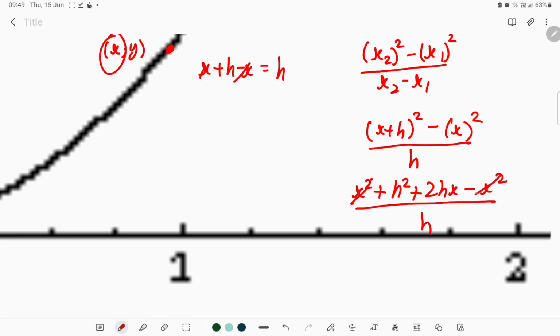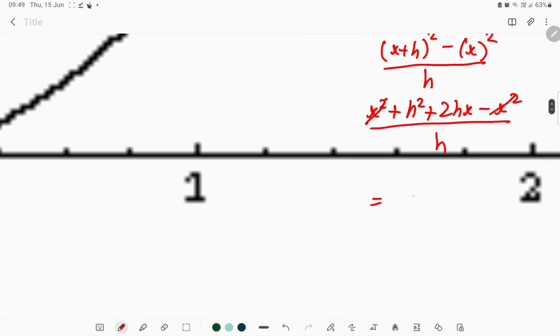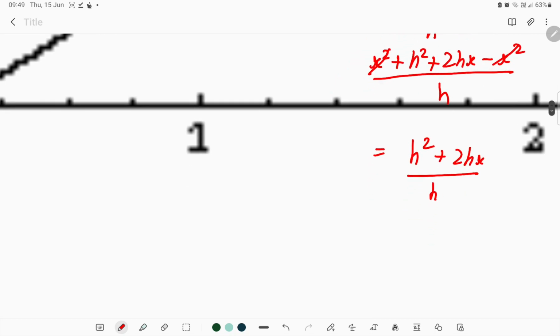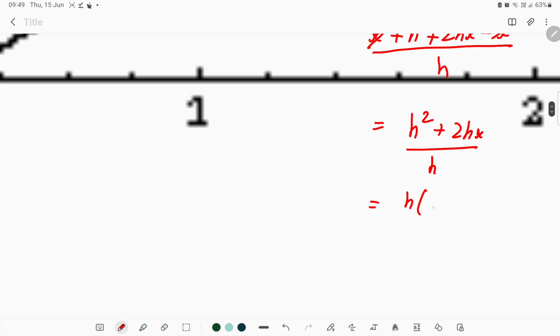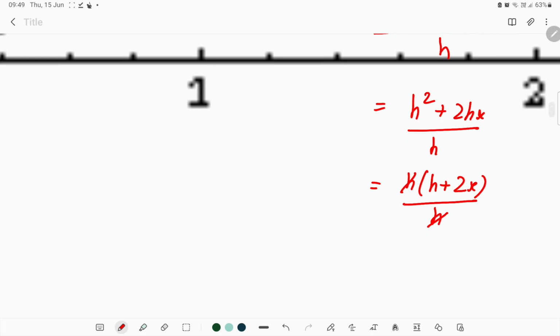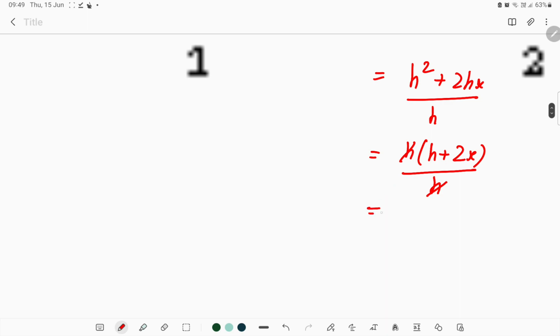And now these terms cancel out. What we are left with is h squared plus 2hx divided by h. We can take h out of this expression, so h into (h plus 2x) divided by h. And now we can cancel these h out, as long as it's not 0. What we're left with is 2x plus h.